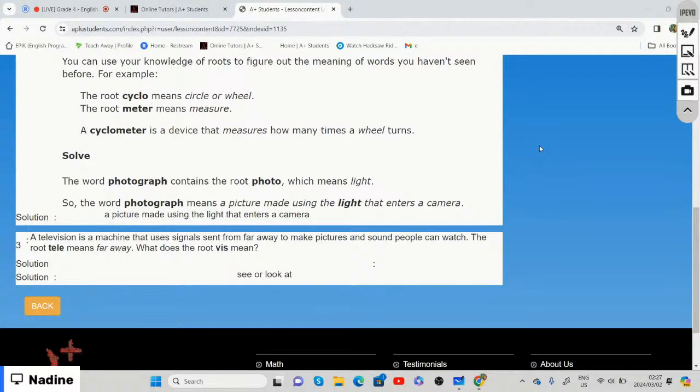All right. So we have photograph, which is from the root photo, which means light. Now if we put those words photo and graph together for photograph, then it means a picture that is made using the light that enters a camera, right?